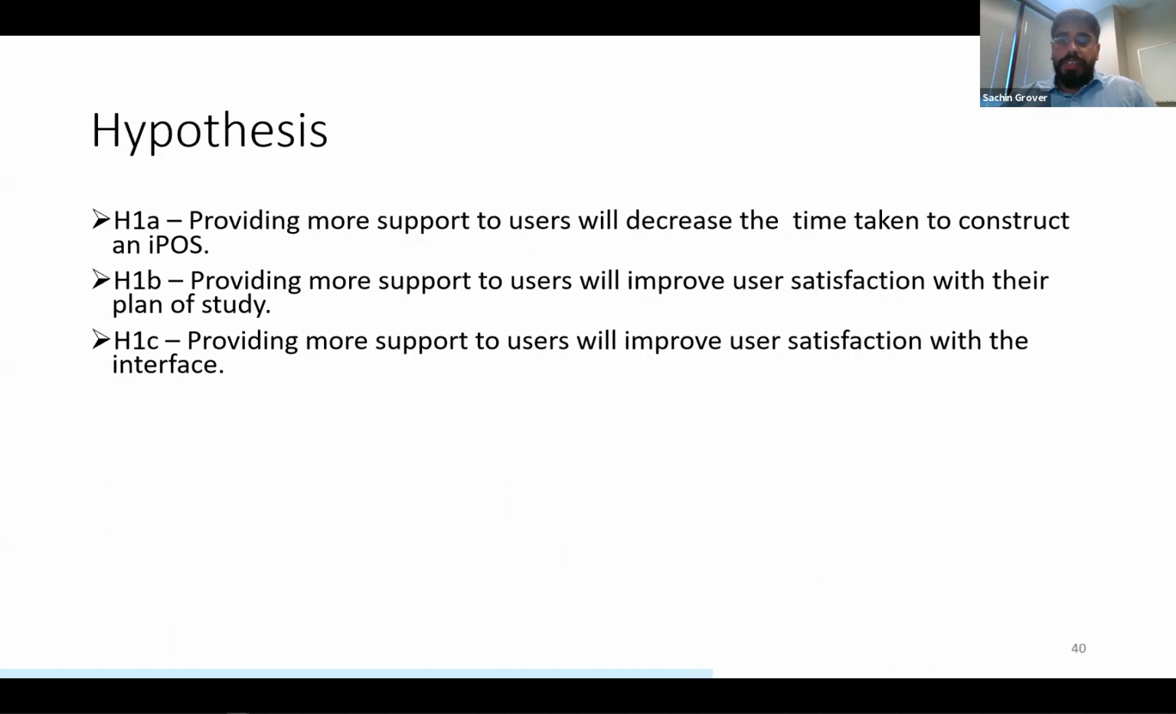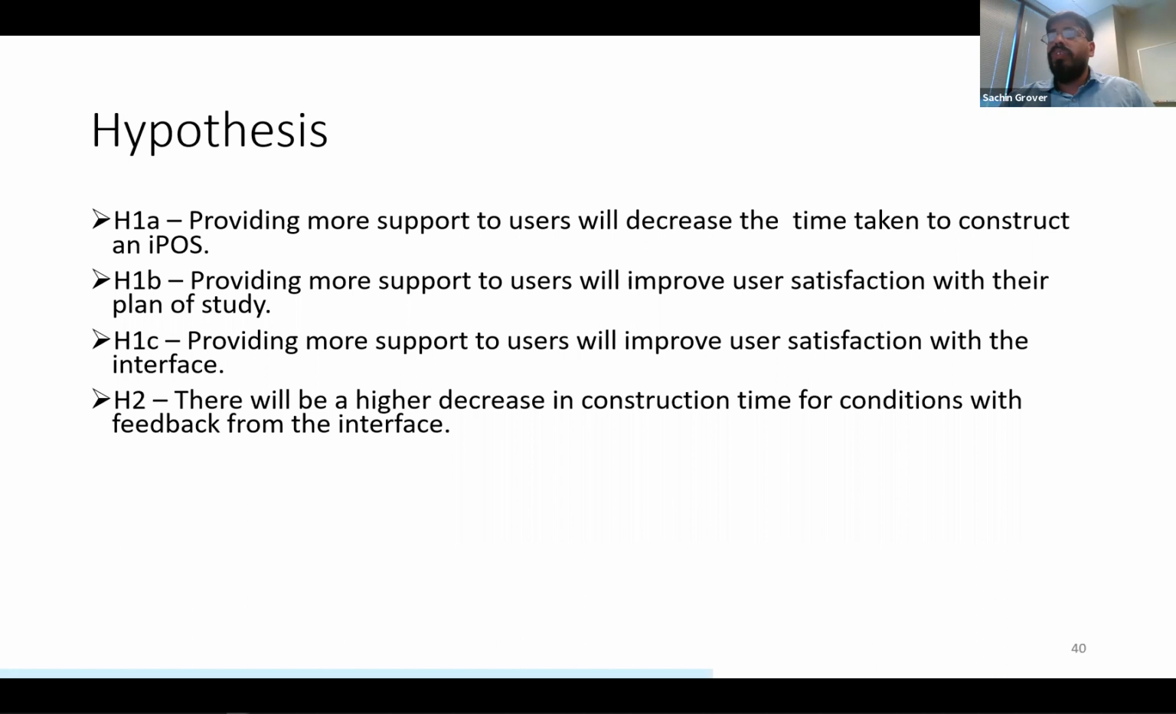We actually had 3 hypotheses. These are the 3 parts of the first hypothesis, where the first hypothesis was that with more feedback, or more support from the system, it would be easier for the student to construct the plan of study, and they would also be more satisfied.